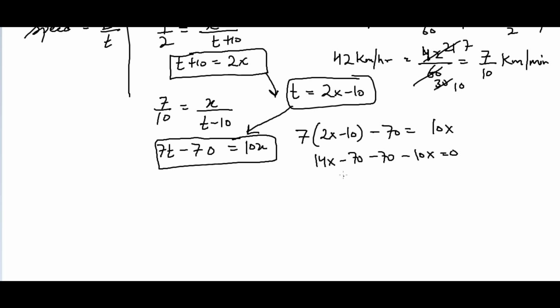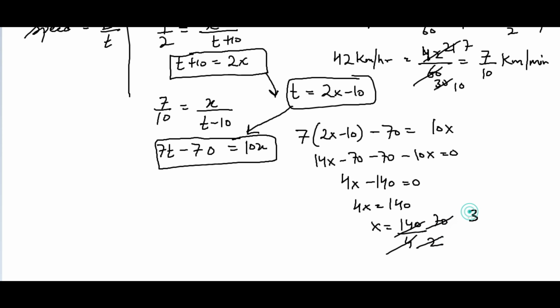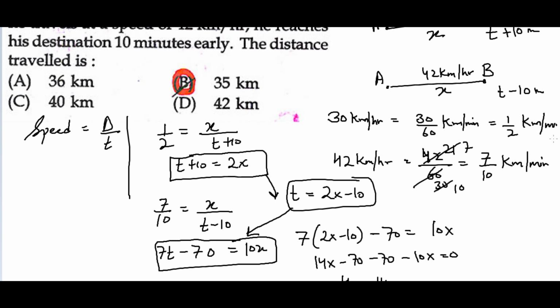So 14 minus 10 is 4x, and this is negative 140 equal to 0. 4x is equal to 140, and x is 140 by 4. Cancelling it, half is 70, half is 2, so x is 35 kilometers, as the speed was in kilometers per minute.